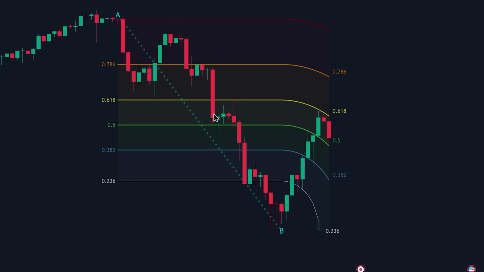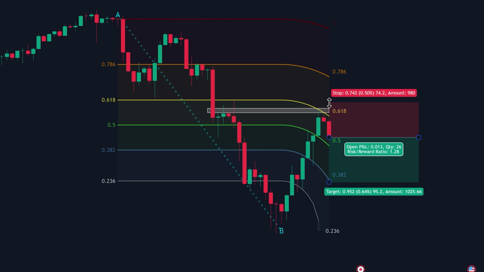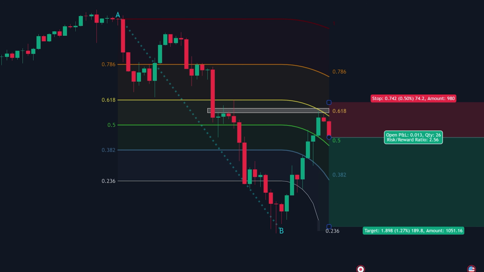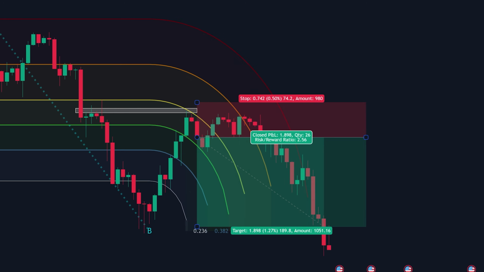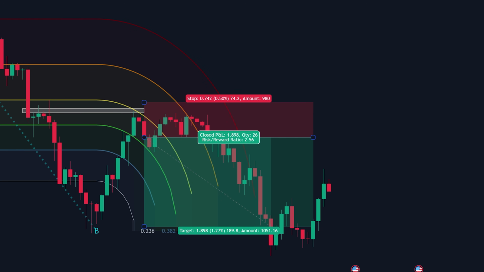There's also a resistance line drawn at the same level, adding extra confirmation that this area might act as a strong resistance. The combination of the Fibonacci level and the resistance line makes this a key point where the price could reverse. This is your moment to consider a sell trade as the price rejects the resistance level. This is just one of the many exciting trade setups we'll explore in this video.